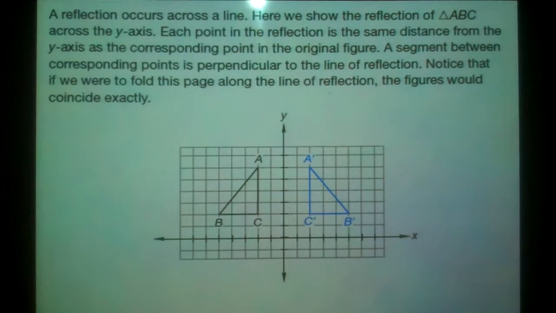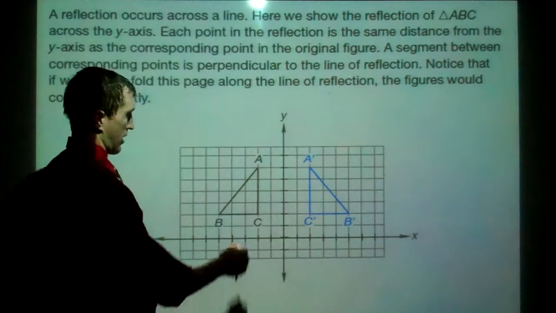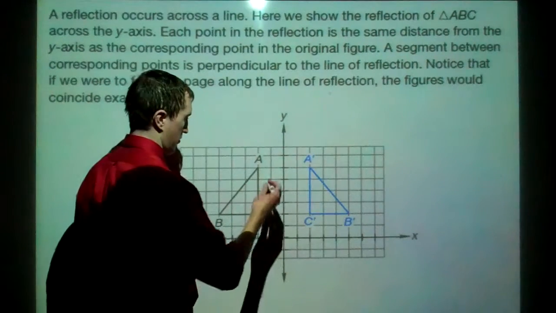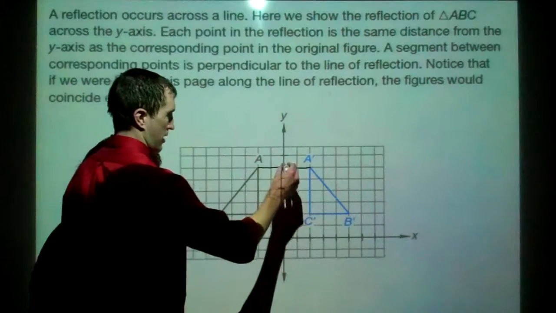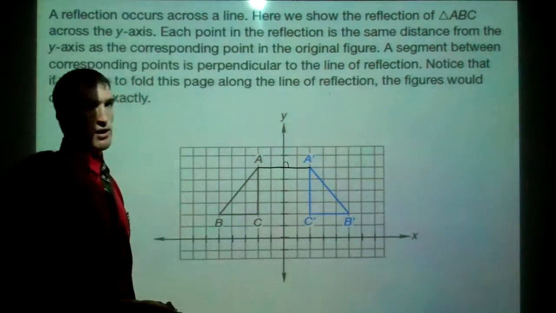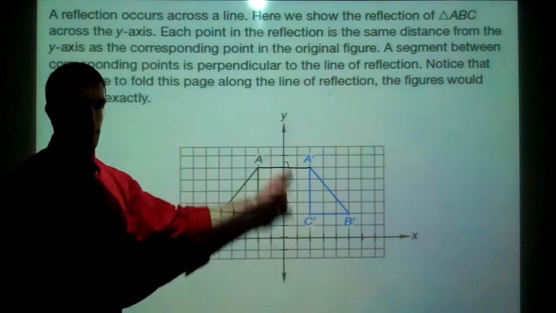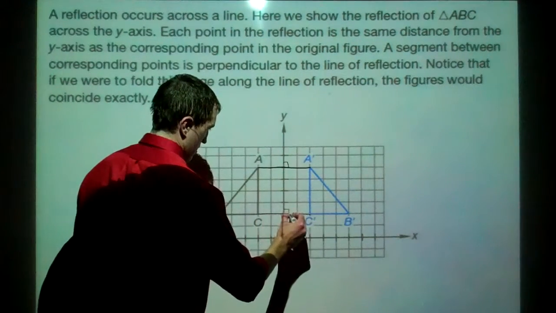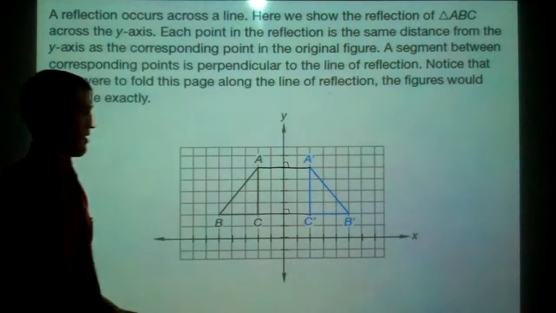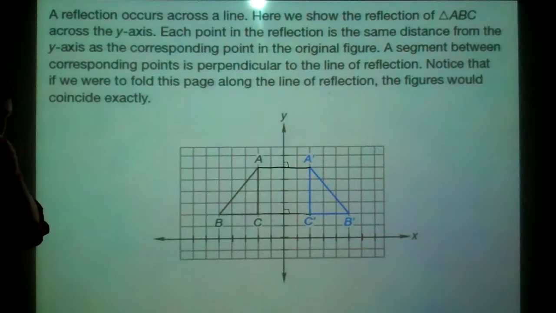Let's see, what else does it say? A segment between corresponding points is perpendicular to the line of reflection. All that means is if we took A and A prime, their corresponding parts, and drew a segment to connect them, that's going to be perpendicular, or at a 90-degree angle, to the line of reflection. And that's the case for all of these. If we did B and B prime, they're on the same line as C and C prime. So that's how reflections work.